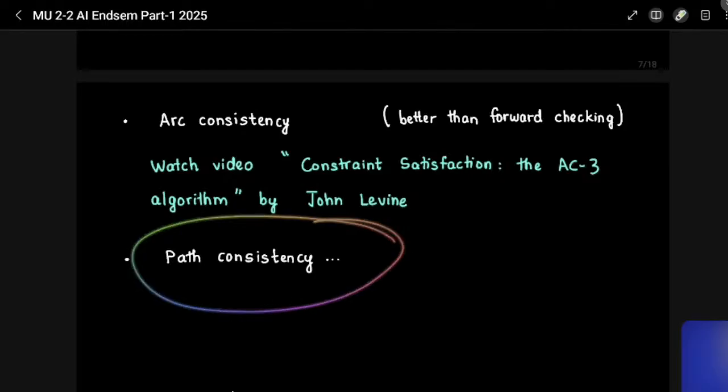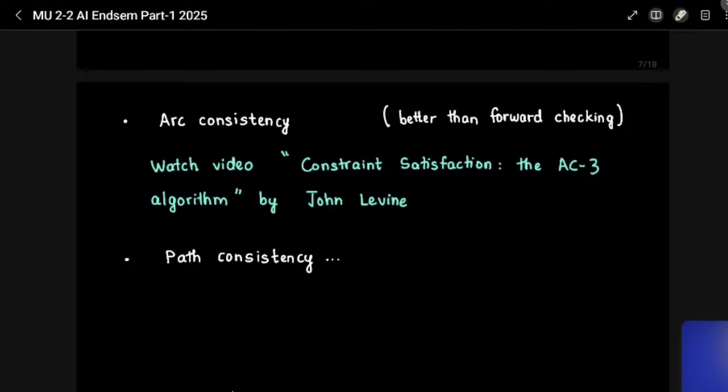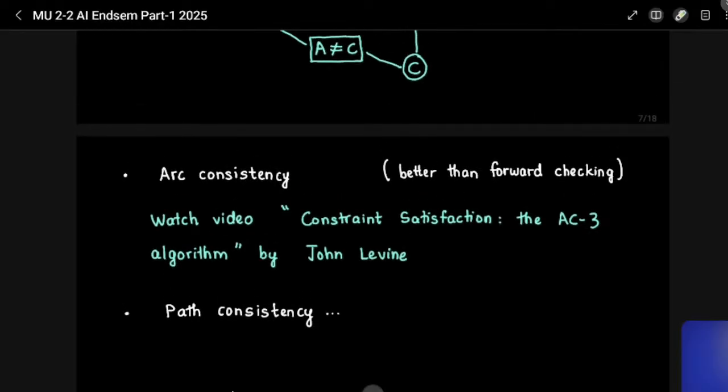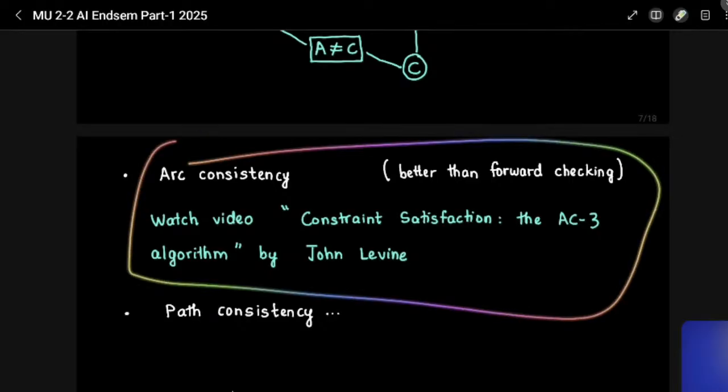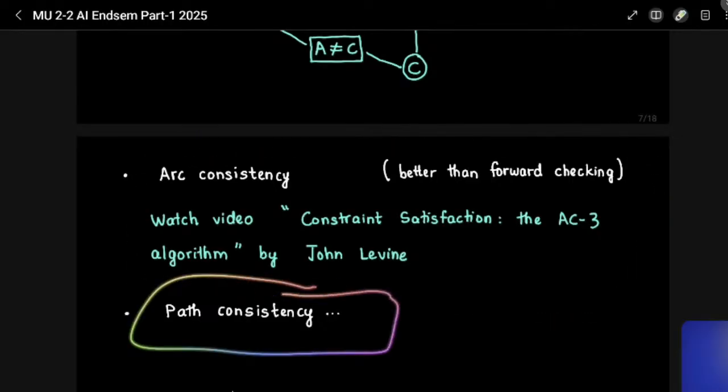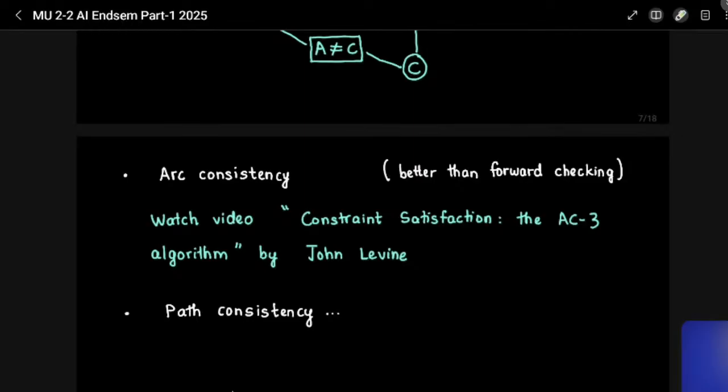Path consistency, just look at the slides. I don't think any example was given, but you can look at path consistency on your own, because no algorithm was mentioned regarding path consistency. For arc consistency, there is an algorithm. You can look at the video. For path consistency, you can only check if the assignment is path consistent or not. The rules for which are provided in the slides, and I'll not be providing them here.